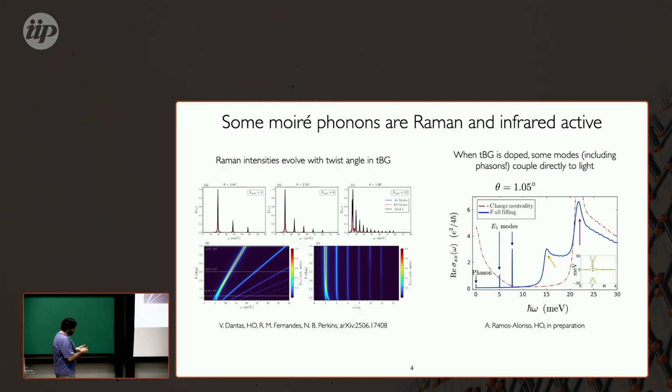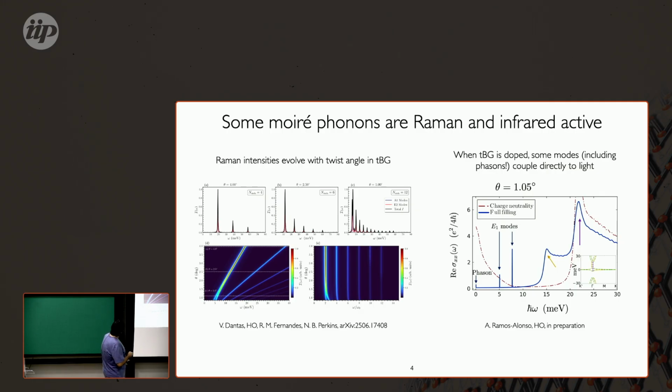So one of the results that we got recently is the fact that these phonons, the ones with appropriate symmetry, are optically active both in Raman and infrared spectroscopy. Actually, infrared active modes, because the system is chiral, are also Raman active. For the Raman calculation, this is a calculation that Vitor Dantas, a student of Natasha Perkins in Minnesota, did.